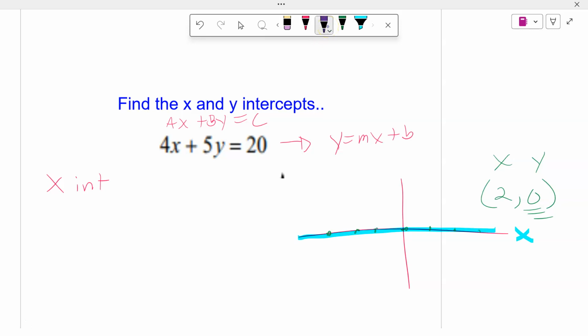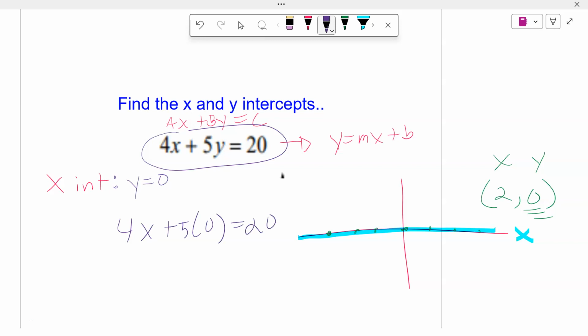So that's why when we're looking for an x-intercept, we're just going to take the equation that we're given, and plug in 0, or a height of 0, for y. So here we go. 4 times x plus 5 times 0 equals 20. We're going to get x by itself. Well, that gets us 4x equals 20, because 5 times 0 is 0, so it cancels out. To get x by itself, we divide by 4. It looks like the x-intercept would be at 5, comma 0. All right, let's keep going.